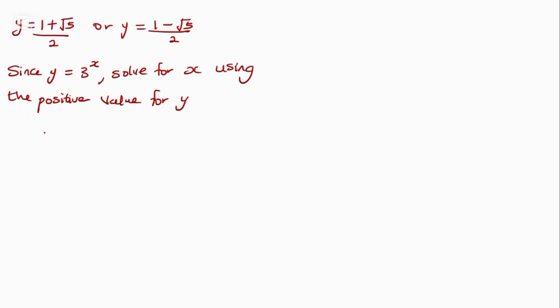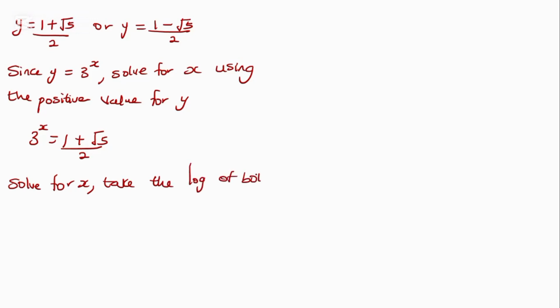So we have that 3 raised to the power of x is equal to, for the positive value of y, 1 plus the root of 5 over 2. Now we can easily solve for x by taking the log of both sides. So we simply take the logarithm of both sides. Taking the logarithm of both sides, we have that x is equal to log base 3 of (1 plus root 5) over 2. And guys, this becomes our answer.